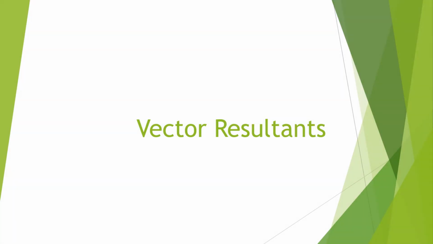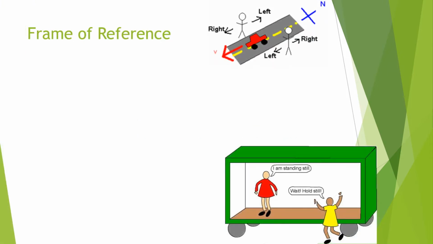Today we're going to be talking about vector resultants. Vector resultants are what we get when we add components of vectors together. The first thing we will need to discuss is a frame of reference. And you may have heard a little bit about frames of reference already.